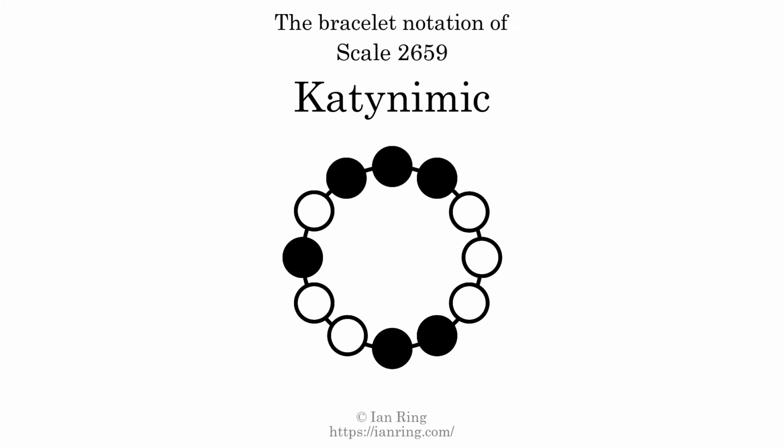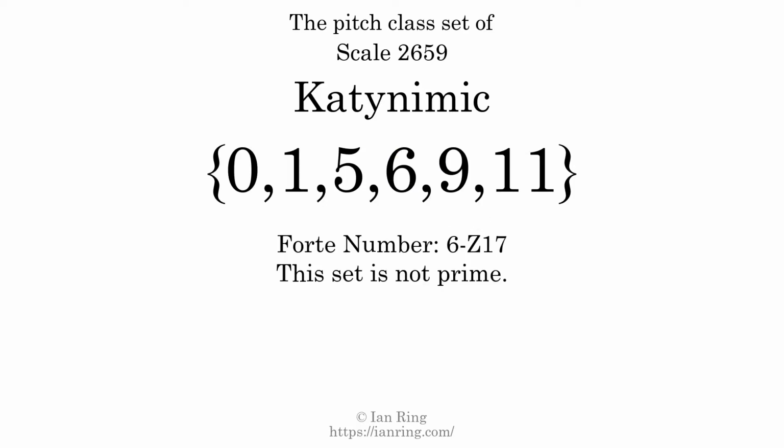This is a bracelet notation diagram of scale 2659. The shaded circles represent tones that appear in the scale, and they are read clockwise, starting at the top. The pitch class set for this scale is 0, 1, 5, 6, 9, 11. The forte class is 6Z17. This set is not prime.